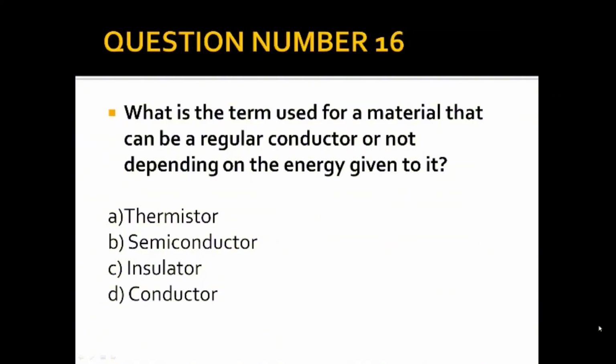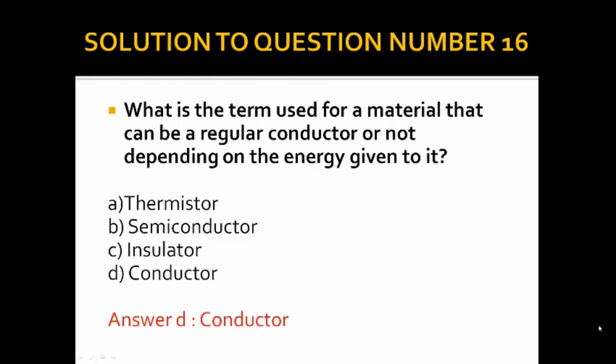Question number 16. What is the term used for a material that can be a regular conductor or not depending on the energy given to it? A, thermistor. B, semiconductor. C, insulator. D, conductor. I can hear you say the answer. So what is the answer? Conductor. Answer D. If your answer is conductor, you're correct. If you did not choose conductor, you're wrong.